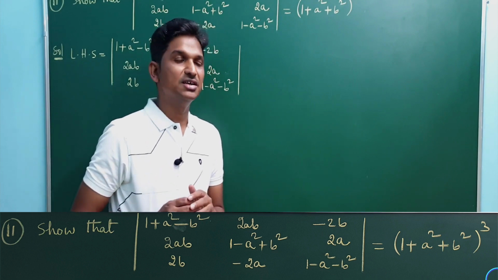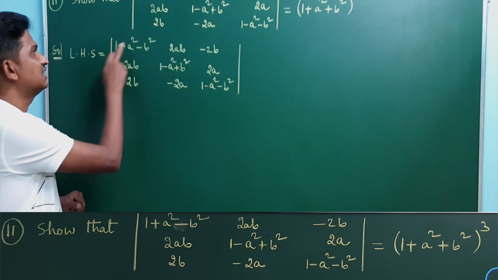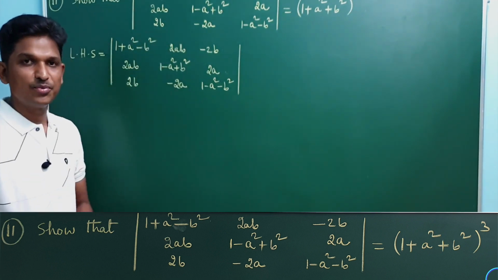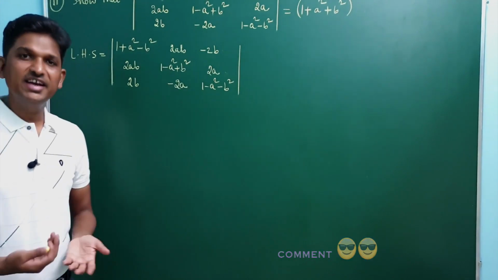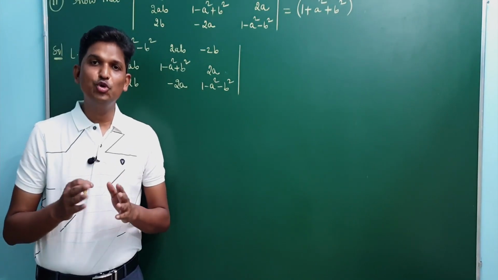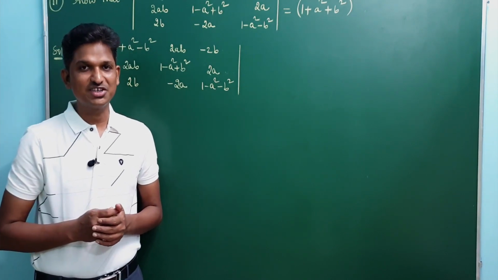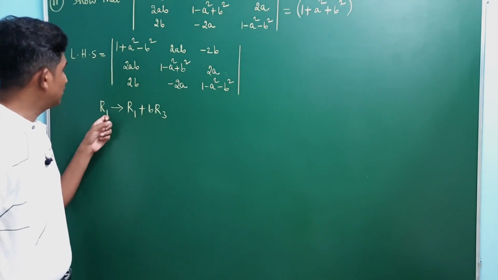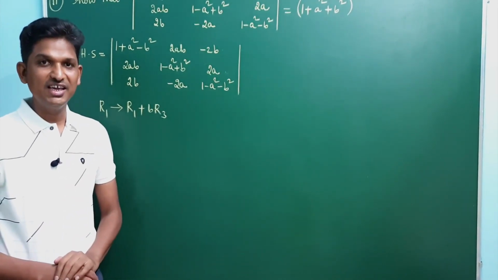First, I'll consider the LHS part of this question. You see, I considered the LHS of the given question. By seeing this question, we won't get any idea immediately. That is the problem. Throughout this problem, I am going to use only one operation. Let's see what is that operation. See here, R1 changes as R1 plus bR3.